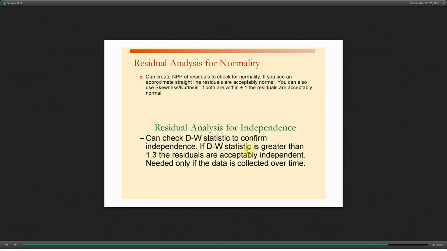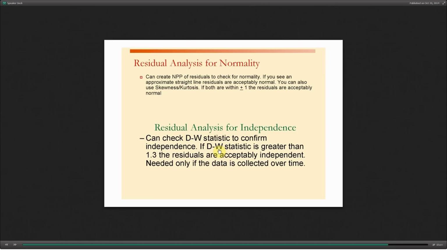And the final assumption that we make is the assumption of independence. Now, it turns out that the assumption of independence is only needed if the data is collected over time. In other words, if I have time series data, so if I'm looking at, say, revenue over quarters, then I would need to look for the assumption of independence. If I have randomly sampled data, in other words, it's not collected over time, it's totally randomly sampled, then I don't have to worry about the assumption of independence.